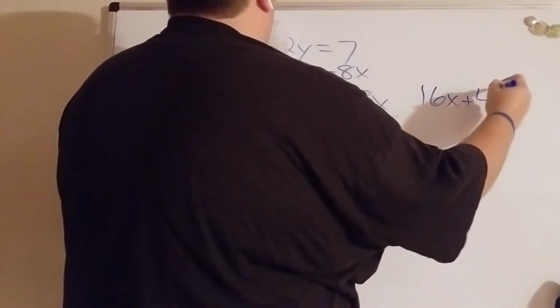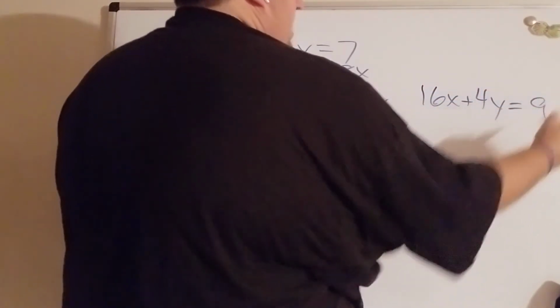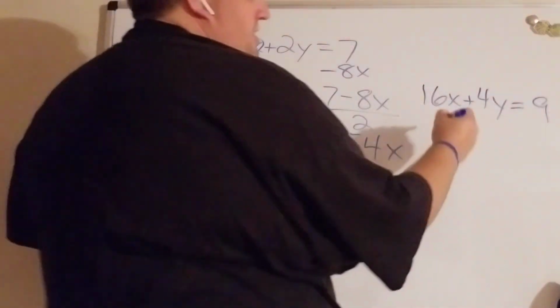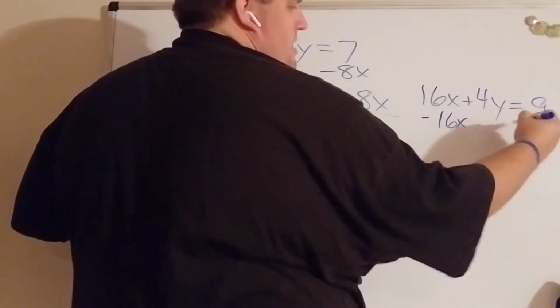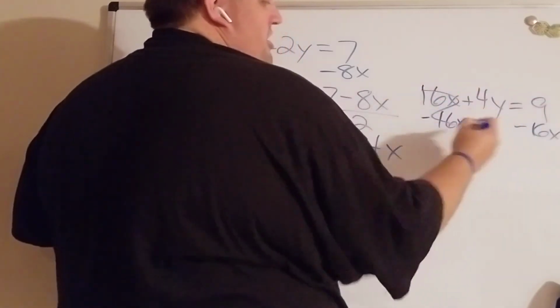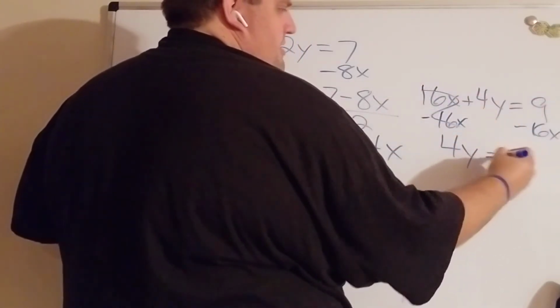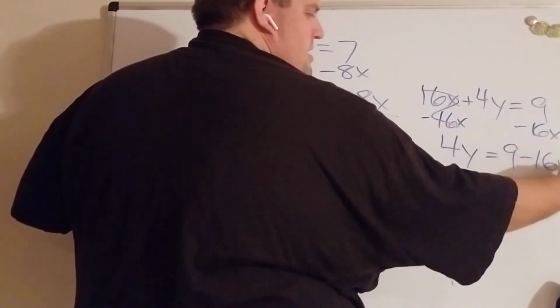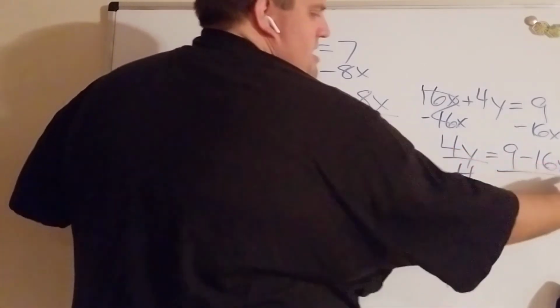16x plus 4y equals 9. We'll rewrite this one in slope-intercept form just to make sure it doesn't have the same slope, or it does have the same slope. Divided by 4.